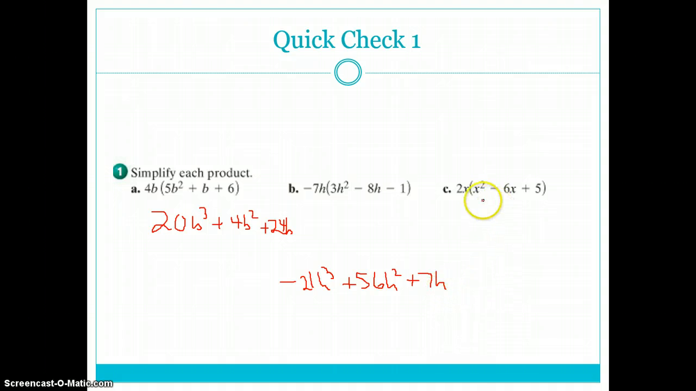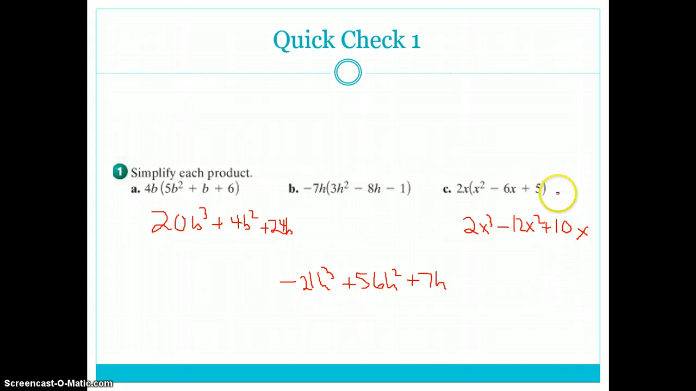All right. And the last one, 2x times x squared is 2x cubed. 2x times 6x is 12x squared. And 2x times 5 is positive 10x. So hopefully you got those right. Nice little quick hit here.